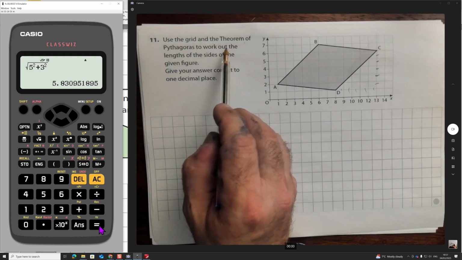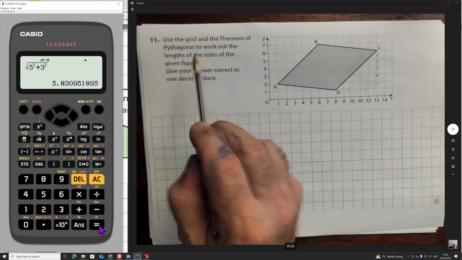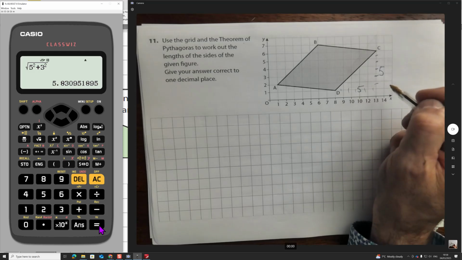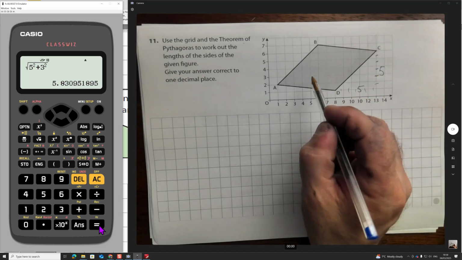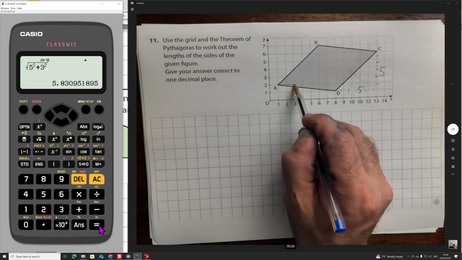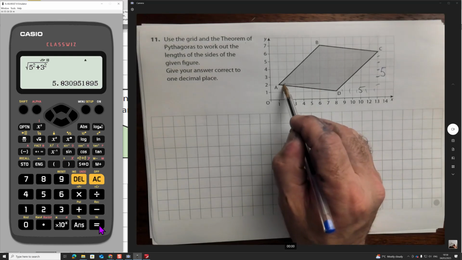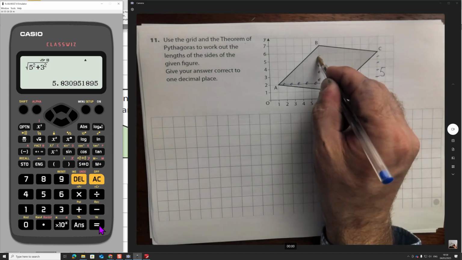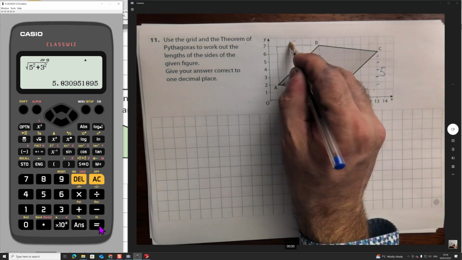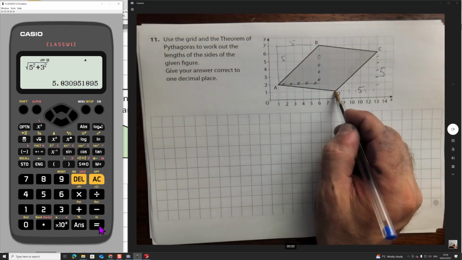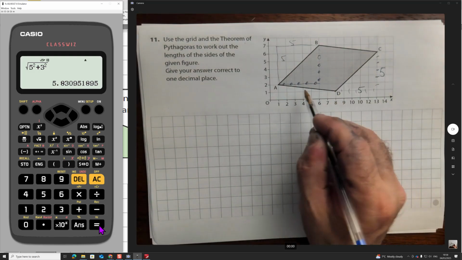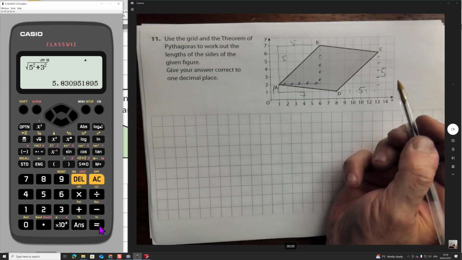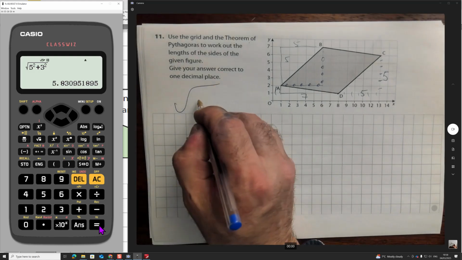Use the grid and the theorem of Pythagoras to work out the length of the sides of the given figure. Yeah, so we actually have to do our helping triangle. It didn't tell me, so I'm going to come across here. 1, 2, 3, 4, 5. Probably the same though. 1, 2, 3, 4, 5. So the helping triangle gives me 5 and 5. The other helping triangle gives me, let's do subtraction here, 8 take away 1 is 7, and we're up 1. Okay, so the square root.